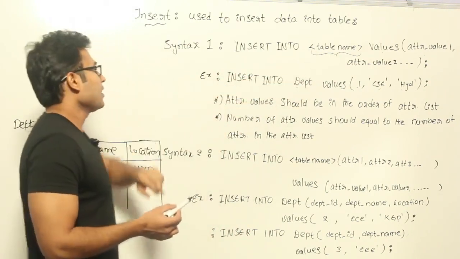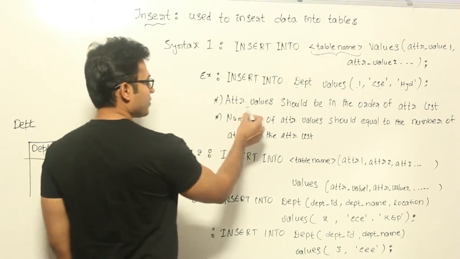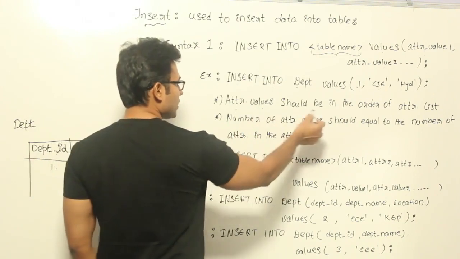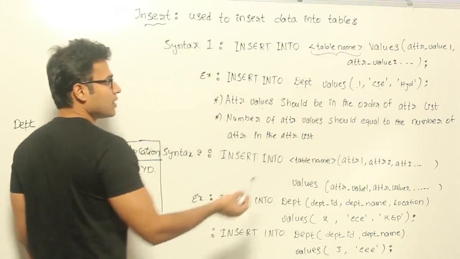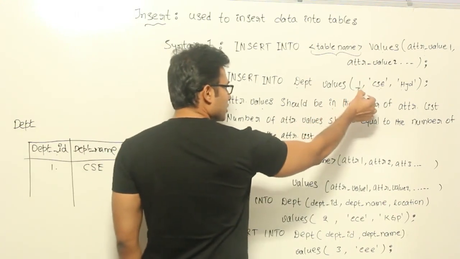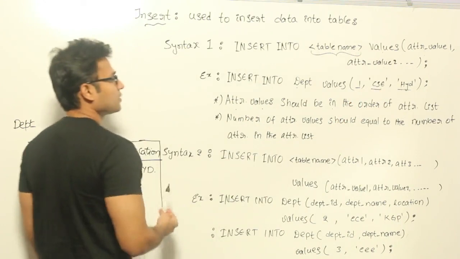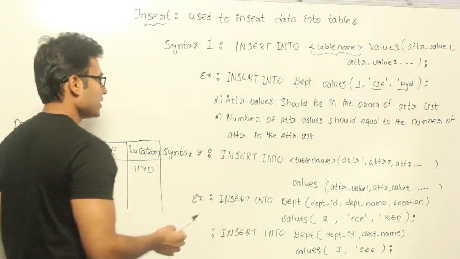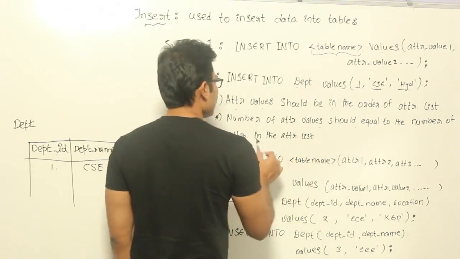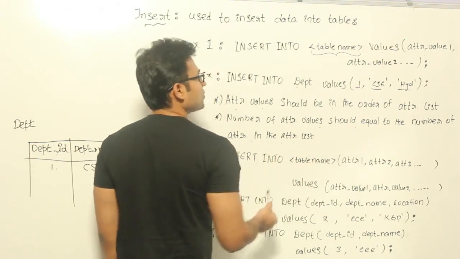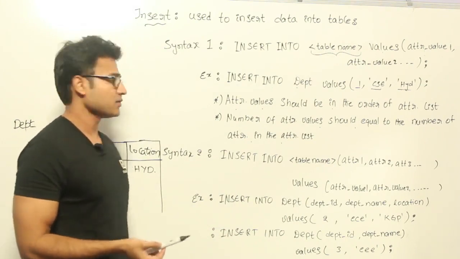Got it? The conditions are like this. Attribute values should be in the order of the attribute list. What is the order? First the department ID, then department name, and then location. That order should be followed. And the number of attribute values should be equal to the number of attributes in the attribute list, which means you cannot skip or miss out any of the attribute values.